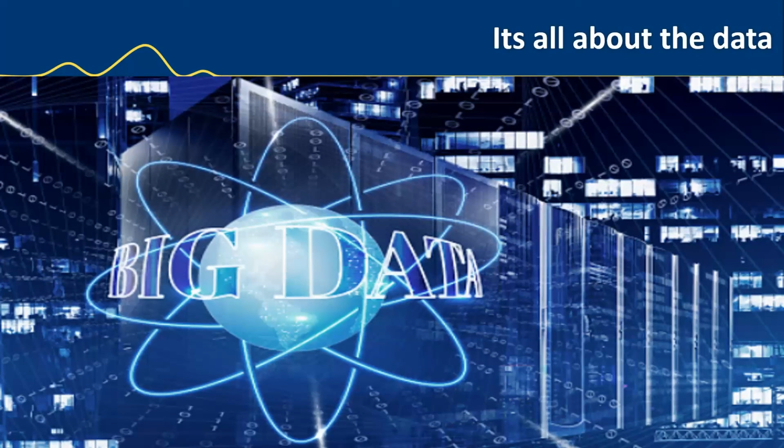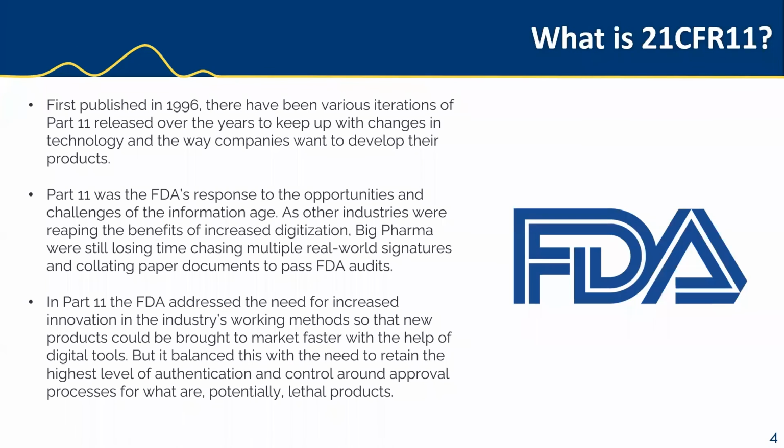We shall get into that soon, but let's first look at the FDA and what their expectations are on data integrity. So 21 CFR Part 11 was first published in 1996. The FDA addressed the need for innovation in industry's working methods so new products could be brought to the market faster with the help of these digital tools. 21 CFR Part 11 seeks the highest level of authentication and control around the approval processes. The next slide highlights some recent FDA warning letters. Let's have a look.